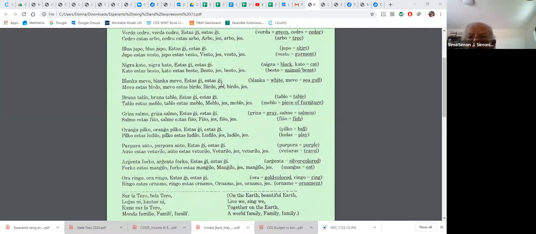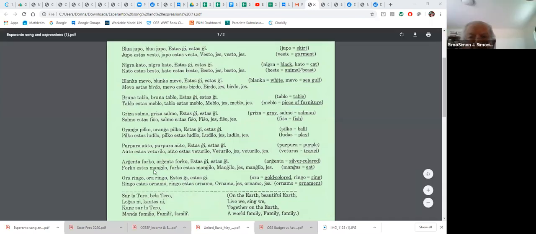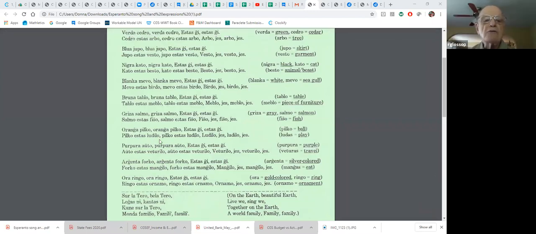Where are you again? Ilo is an instrument. It's a suffix that means instrument. Which verse are you? Can you see my cursor? Manĝilo. Yes, manĝilo. And then right above that, in the next verse, is veturilo. And above veturilo, that is ludilo. So pilko estas ludilo. That is an instrument for playing. Ludi is to play. So ludilo is an instrument for playing.